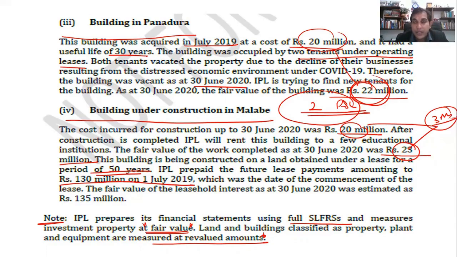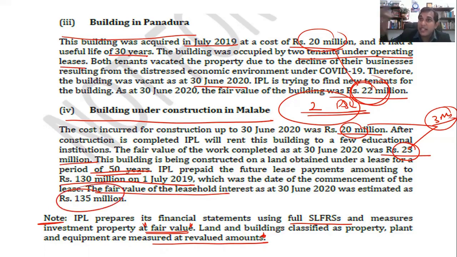Okay. So in the initial measurement, the value of the right to use asset is 130 million, which was at the date of commencement of the lease. At that day, they recognize the lease asset, that is the right to use asset, based on SLFRS 16. Then what has happened? The fair value of the leasehold interest as at 30th June 2020 was estimated as 135 million. Fair value of leasehold interest means the fair value of the leasehold asset, the land, 135 million.